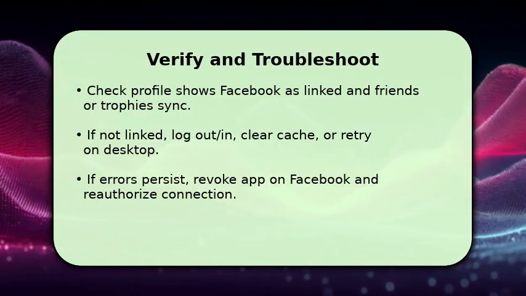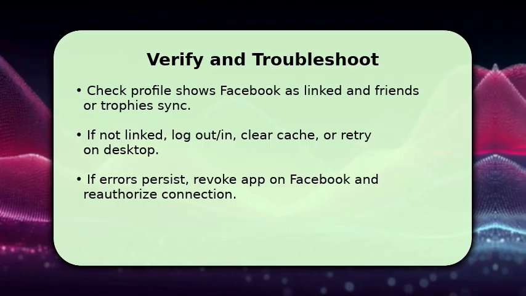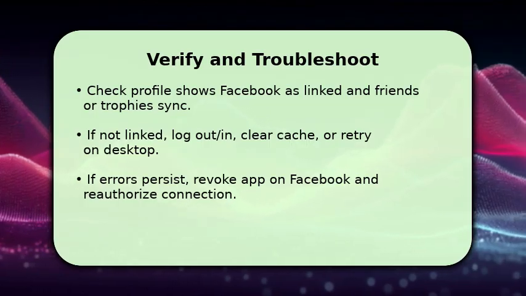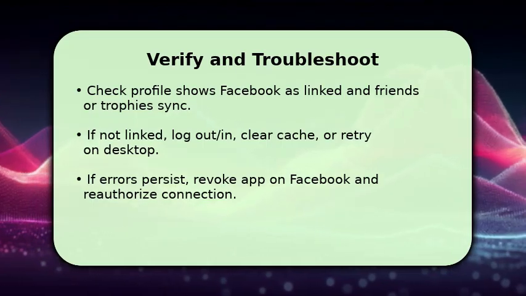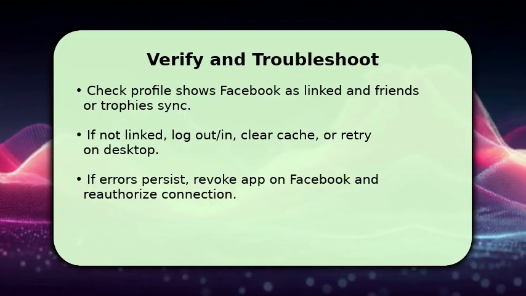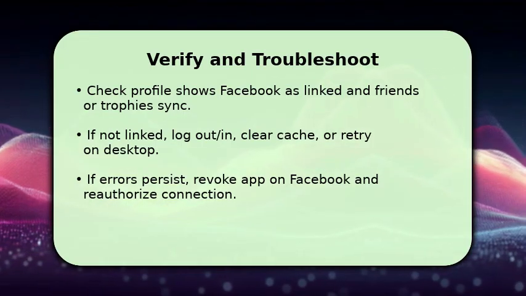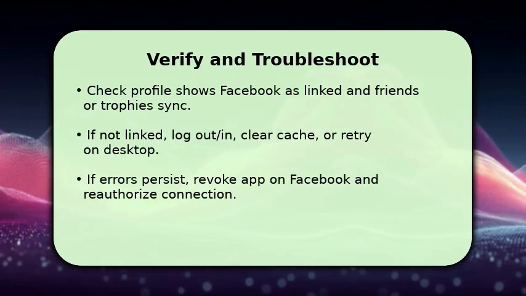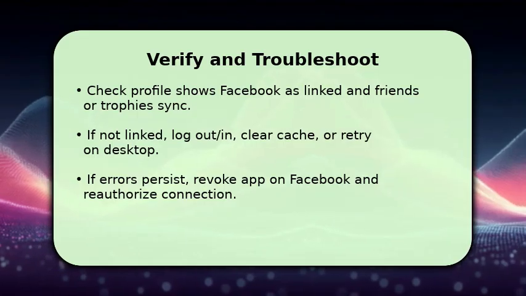If you don't see a connection, try logging out and back into both apps, clear app cache or browser cookies, and attempt the link again. If errors continue, open Facebook settings, revoke Miniclip permissions, then reattempt authorization to force a fresh permission flow. One key troubleshooting tip: enable pop-ups temporarily and disable ad blockers, since the authorization often relies on a pop-up dialog.